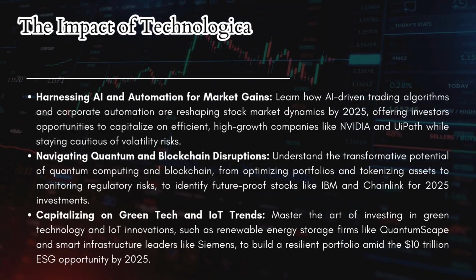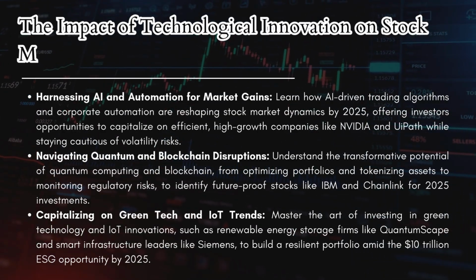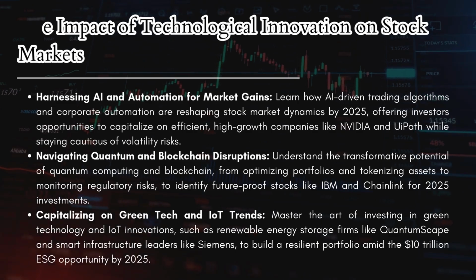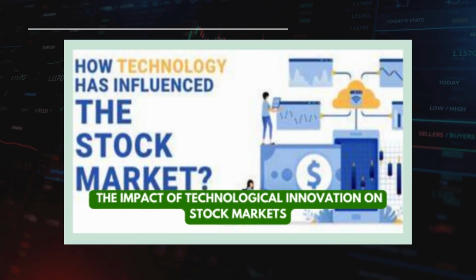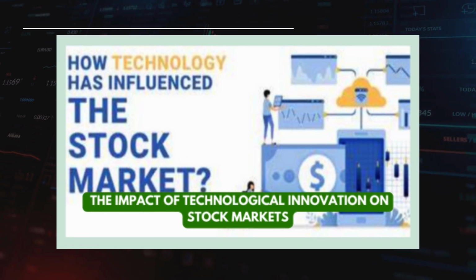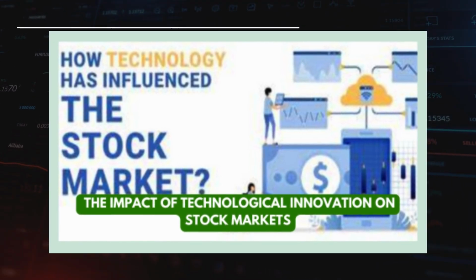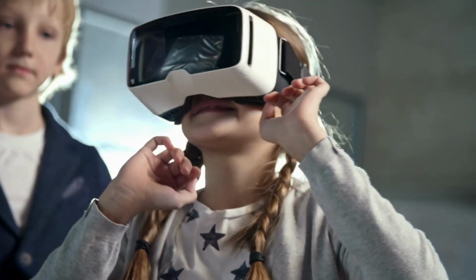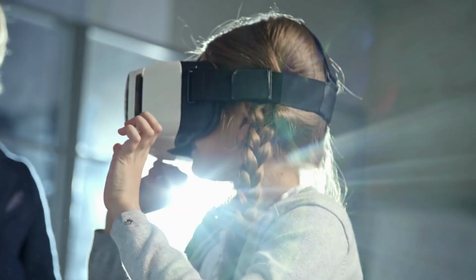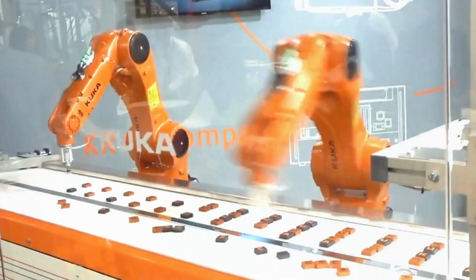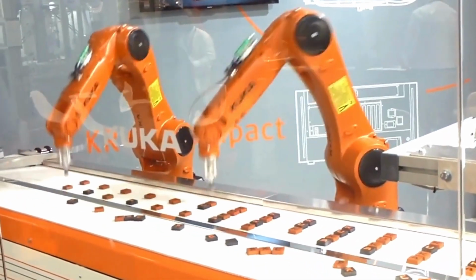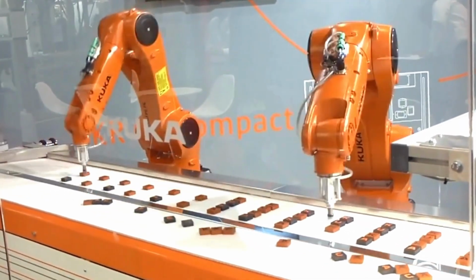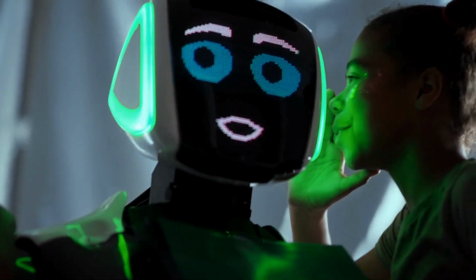26. The impact of technological innovation on stock markets. Here you will learn harnessing AI and automation for market gains. Learn how AI-driven trading algorithms and corporate automation are reshaping stock market dynamics by 2025, offering investors opportunities to capitalize on efficient, high-growth companies like NVIDIA and UiPath, while staying cautious of volatility risks.